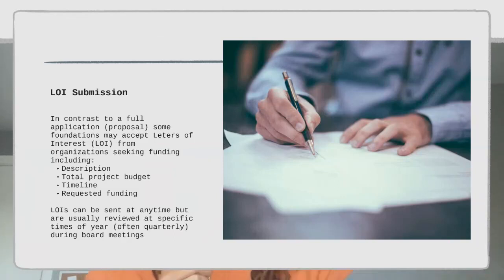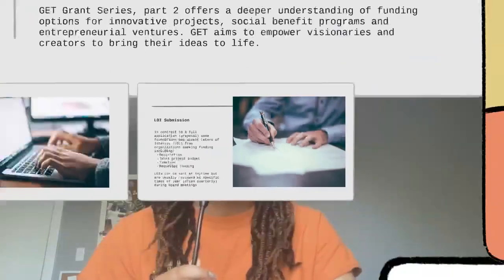LOIs can be sent at any time throughout the year. You could print a whole bunch of LOIs right now and send them across a few private foundations. But private foundations usually have board meetings, often quarterly, and that's when they will review all the LOIs they get, select which ones they want to fund, and reach out to submitters.